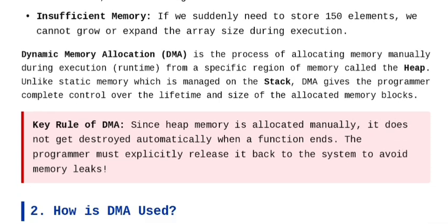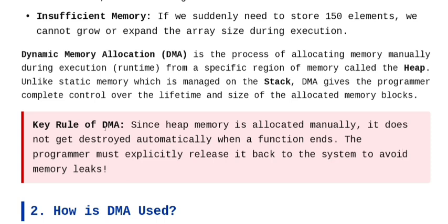size during execution. Dynamic memory allocation is the process of allocating memory manually during the execution runtime from a specific region of memory called the heap. Unlike static memory, which is managed on the stack, DMA gives the programmer complete control over the lifetime and size of the allocated memory blocks.